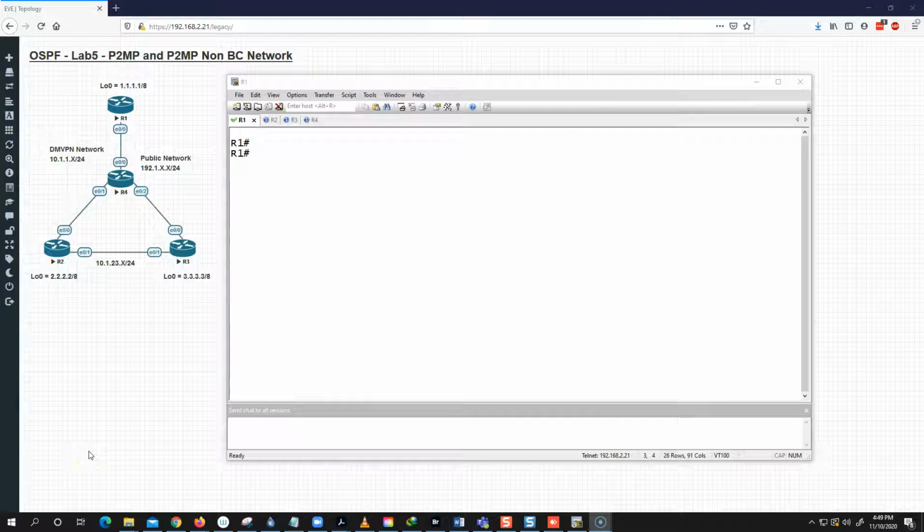So what I was trying to do here is build a network where we can learn about point-to-multipoint and point-to-multipoint non-broadcast networks. So I have set up a lab, and before we move forward, let's first see what configuration is already in place.